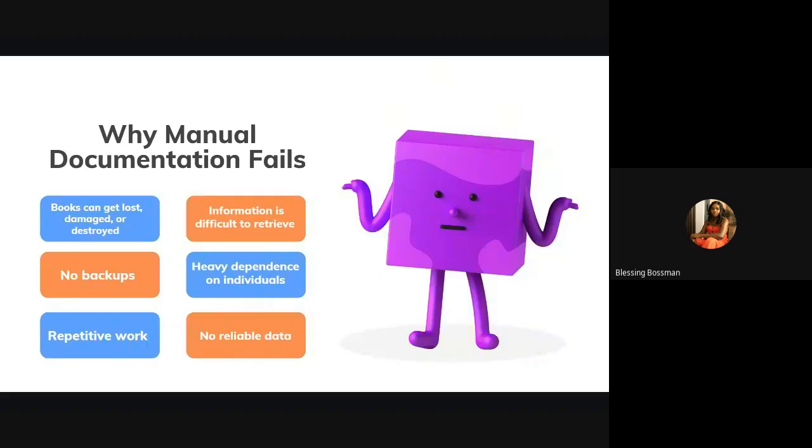Like I said, number one, the books can get damaged. Information is difficult to retrieve. There is no backup. It is heavily dependent on the individual. There's a lot of repetitive work and there is no reliable data. I think these last two are something that I want to pick, because I think I've touched on the rest in trying to explain manual documentation.